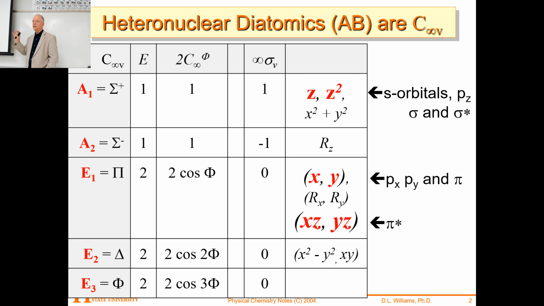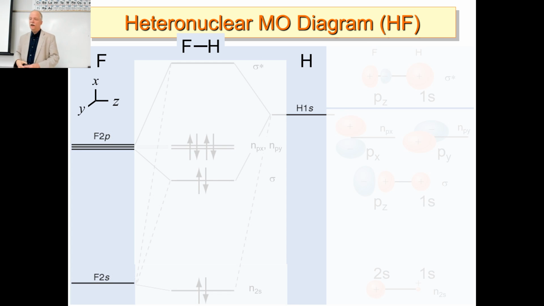Anybody need clarification on this? All right, let's move on. So let's make HF, one of the simplest diatomics you can make. Just take a hydrogen atom and stick it on another atom, and you can see how the orbitals work out.